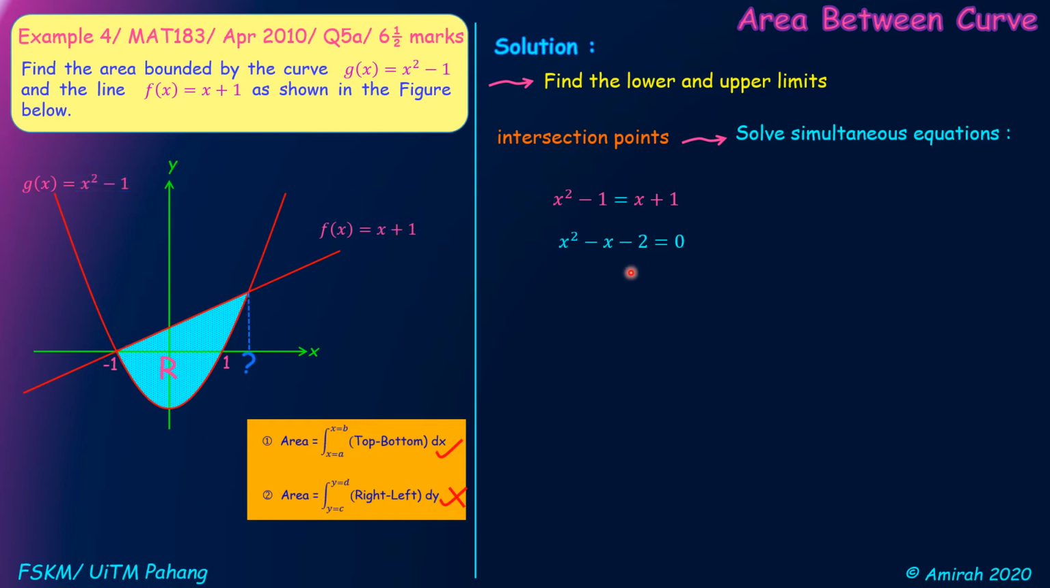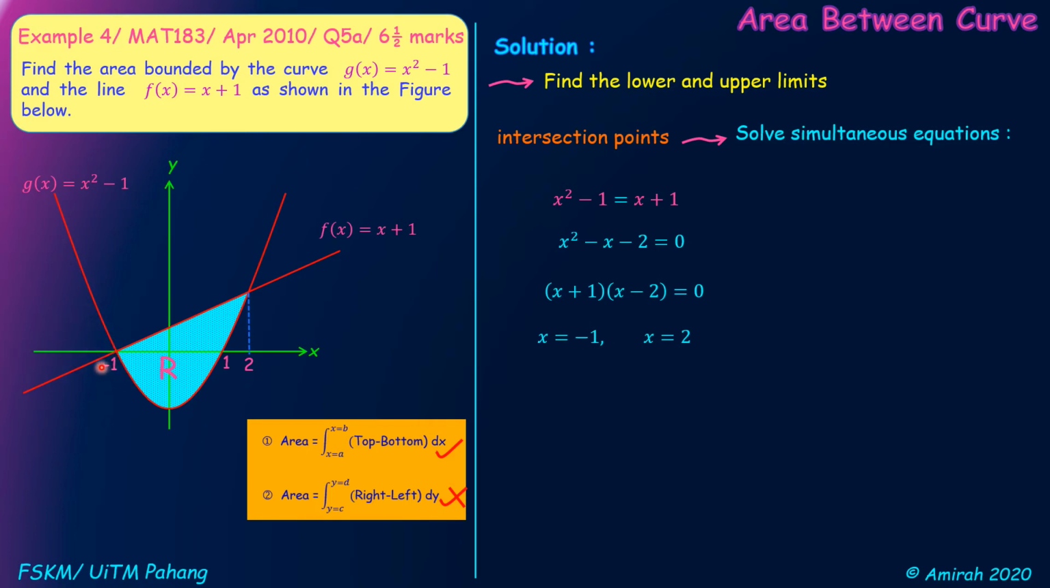From this quadratic equation, we can factorize, so we get (x plus 1)(x minus 2) equals 0. When we equate each factor to 0, we get x equals negative 1 and x equals 2. So our upper limit is x equals 2, because we were already given negative 1, which is the lower limit.